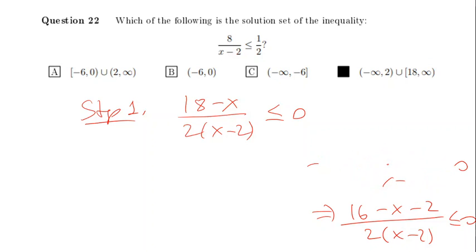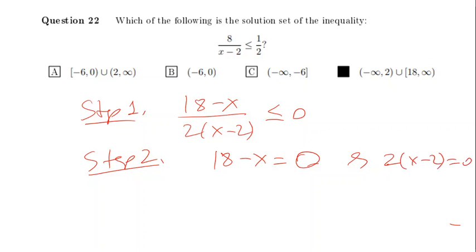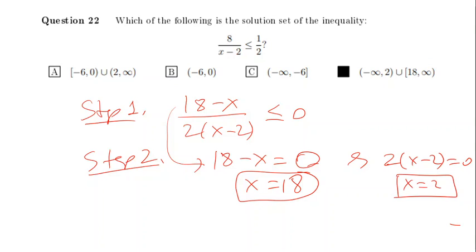Okay, the next step is to find the roots of the denominator and the numerator, and set them equal to 0. You will get x equal to 18. This is for the numerator, and this one will give you x equal to 2. This is coming from the denominator.